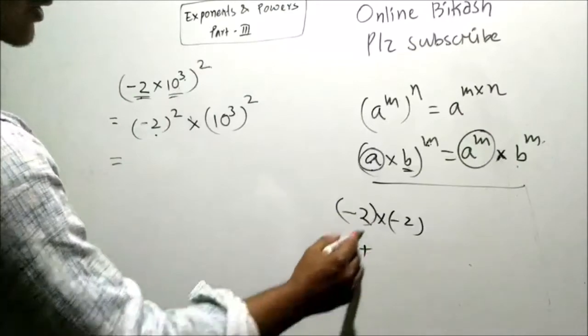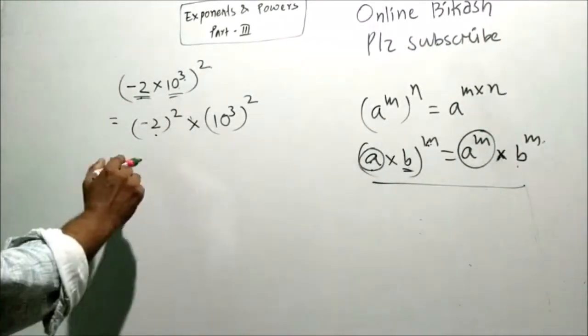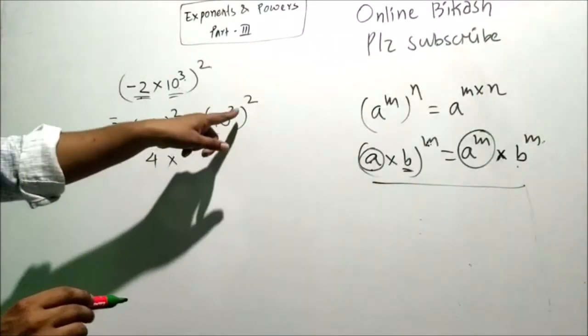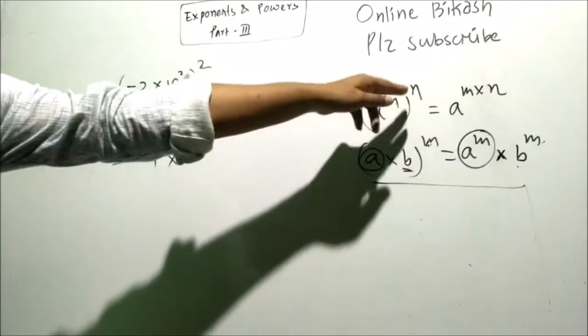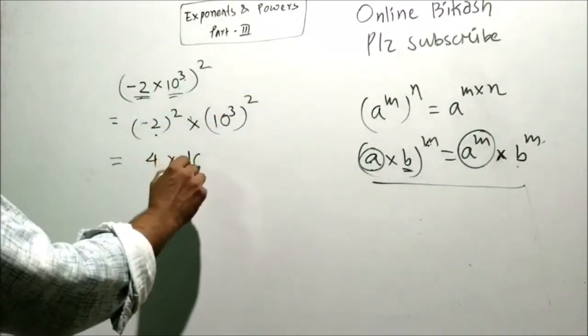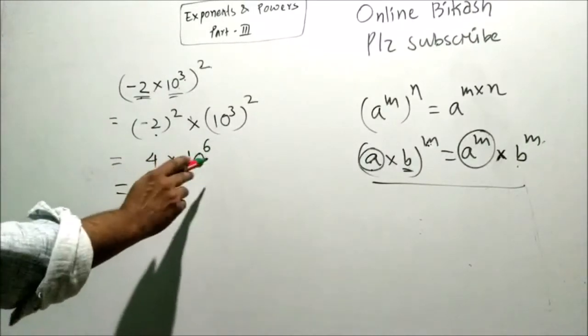Minus minus will be plus, and 2 2s are 4. So minus 2 squared is plus 4. So I will write the 4 here. Then 10 cube squared. Powers of power. So powers of power means what? Multiplied. They will be multiplied. So 10 to the power 6. So finally 4 into 10 to the power 6.